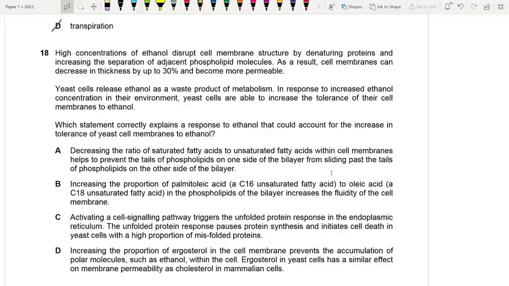Activating a cell signaling pathway triggers the unfolded protein response in the endoplasmic reticulum. The unfolded protein response pauses protein synthesis and initiates cell death in yeast cells with a high proportion of misfolded proteins. Increasing the proportion of ergosterol in the cell membrane prevents the accumulation of polar molecules such as ethanol within the cell. Ergosterol in yeast cells has a similar effect on membrane permeability as cholesterol in mammalian cells. Okay, we got a lot of information. Let's try to deduce the answer.